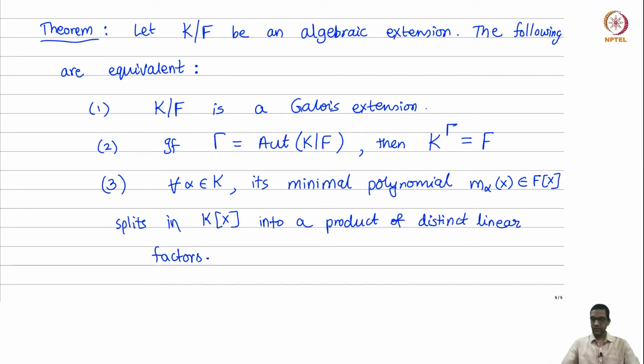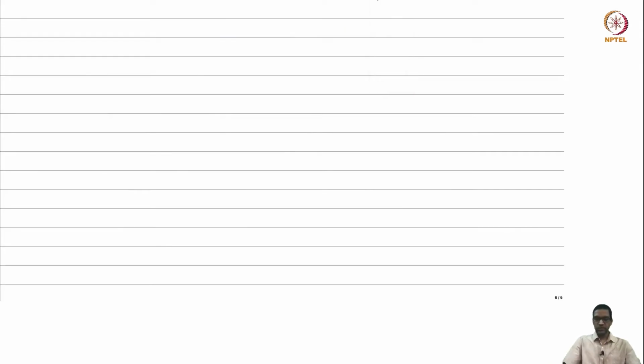Now observe that in some sense 1 and 3 are really the same thing. We talk about normality and separability, and to say that the minimal polynomial of every alpha in K splits completely was one of our equivalent characterizations of a normal extension. And the other fact, that the minimal polynomial is separable, meaning it has no repeated roots, was exactly the characterization of separable extensions. So a quick observation here is that 1 and 3 are really equivalent to each other. Okay, so let's prove this.